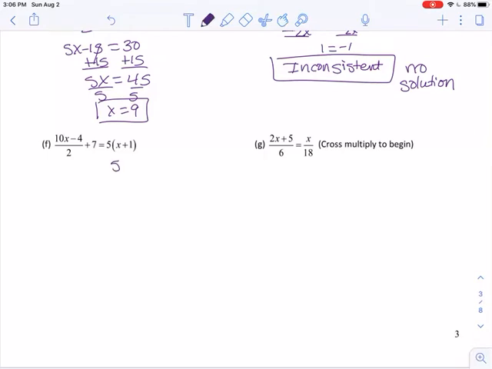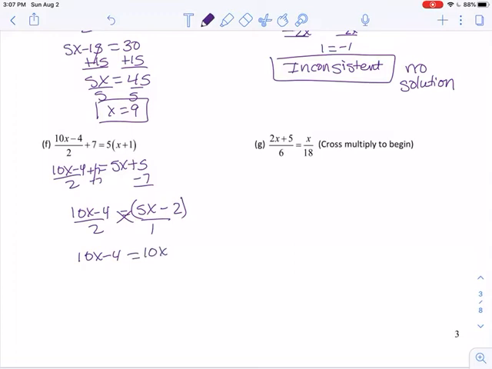So F, again, I'm going to use a little distributive property right here on the right. Then I'll have to subtract 7. So I have 10x minus 4 over 2 equals 5x minus 2. I'm just going to probably put a 1 under here and cross multiply. 10x minus 4 times 1 is 10x minus 4. And the 2 is being multiplied by that whole thing, so I get 10x minus 4.